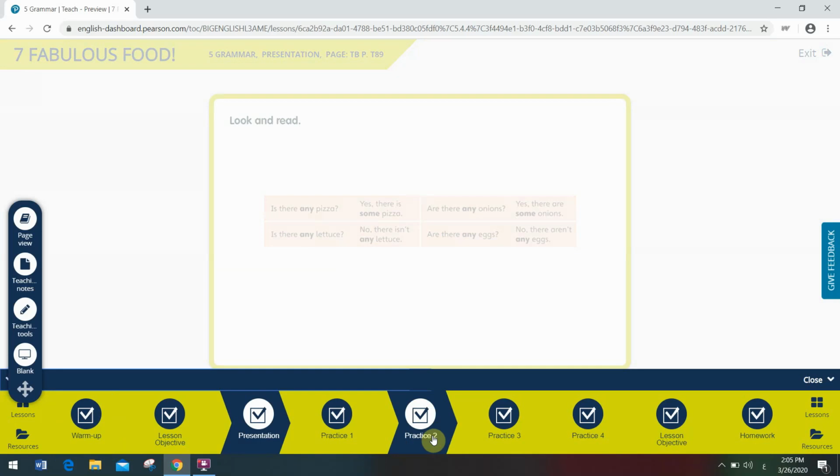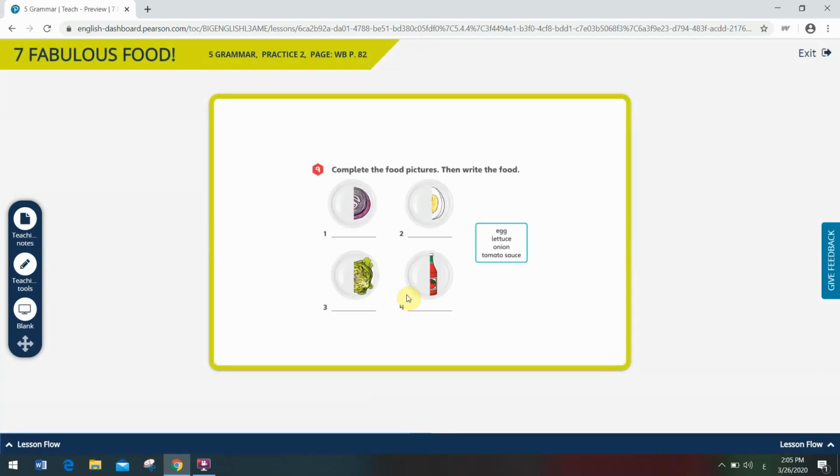Now, let's continue our exercises. I want you to open your workbooks, page 82. So this is in your workbooks, page 82, and the grammar section, practice 2. In exercise number 9, you have to complete the food pictures, then write the food. Here we have 4 words, and we have 4 pictures.